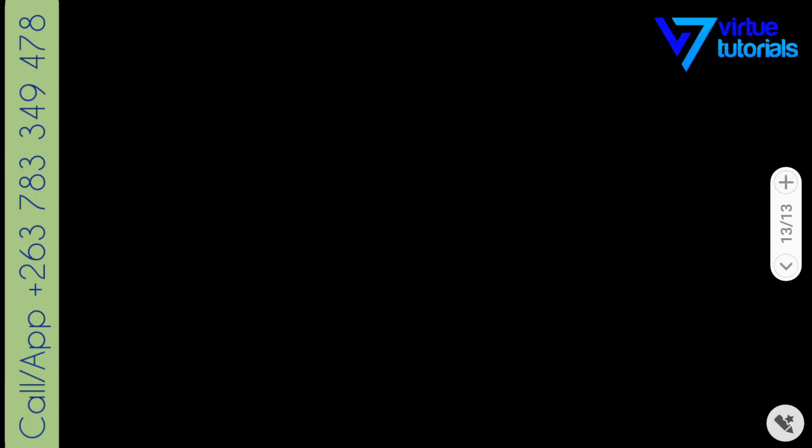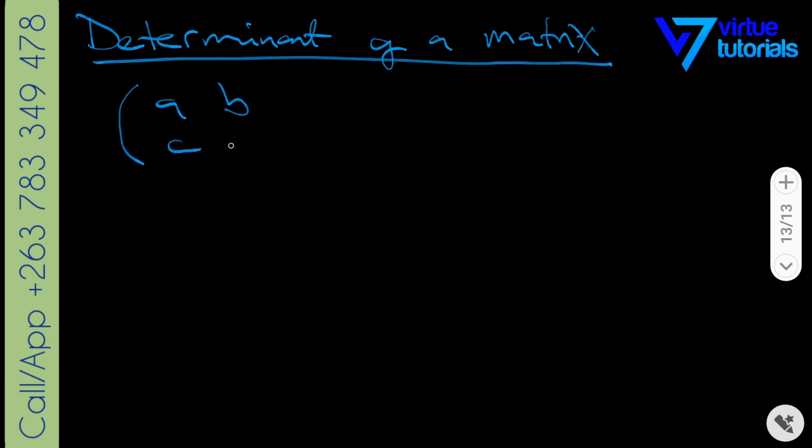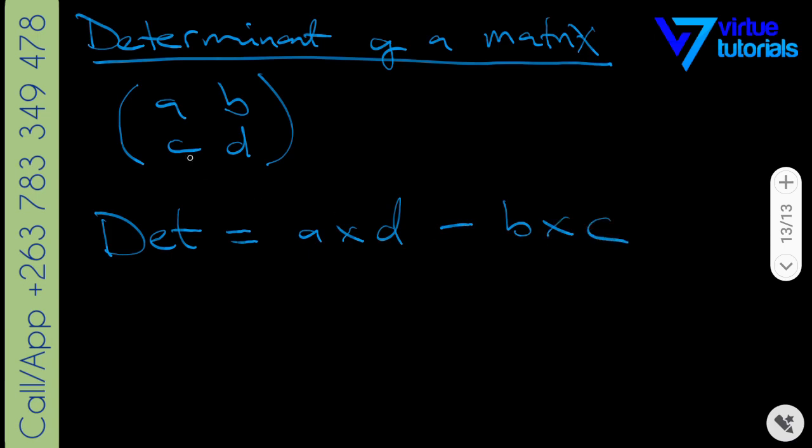Next thing we want to look at is the determinant of a matrix. So if we have the matrix A, B, C, D, our determinant for that matrix will be A times D minus B times C. So we look at this diagonal first, this first diagonal, A times D, and then we subtract these two, B times C or C times B, it makes no difference.